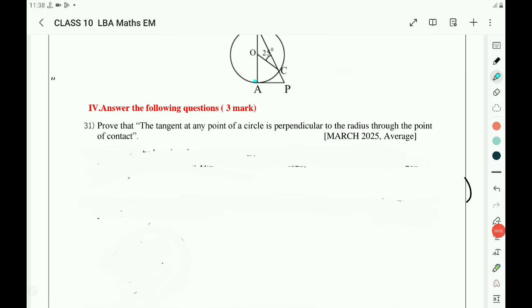Now 3 marks questions. Fourth main. Answer the following questions, 3 marks. Question number 31. Prove that the tangent at any point of a circle is perpendicular to the radius through the point of contact. It is a theorem on the circle, Theorem 10.1. Let us state and prove this theorem.